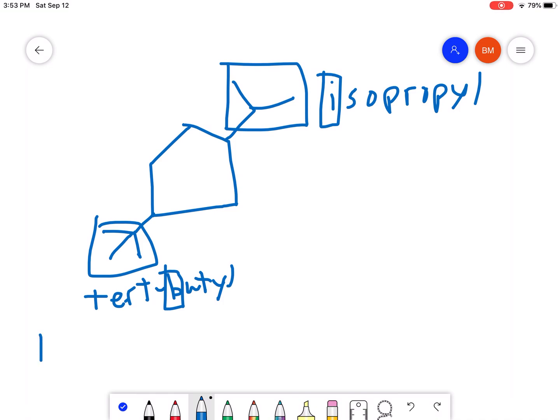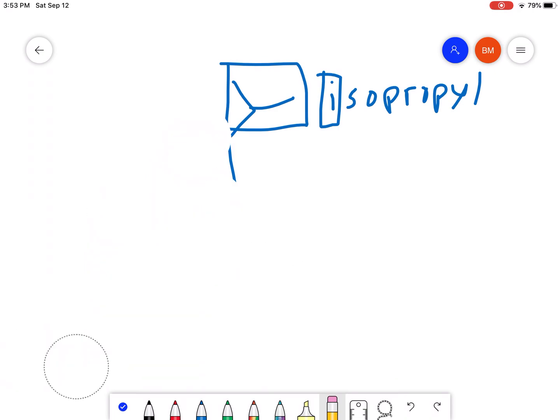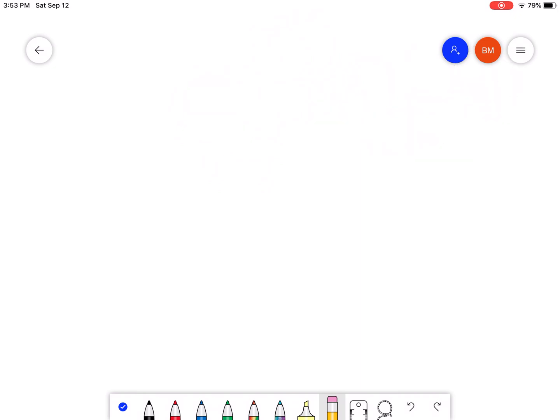Okay? All right, so we're also going to put these in order alphabetically. So that's 1-tert-butyl, 3-isopropyl, cyclopentane. All right. 1-tert-butyl-3-isopropyl cyclopentane. Okay, let's try this one.